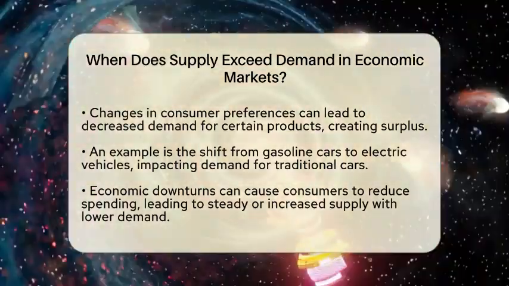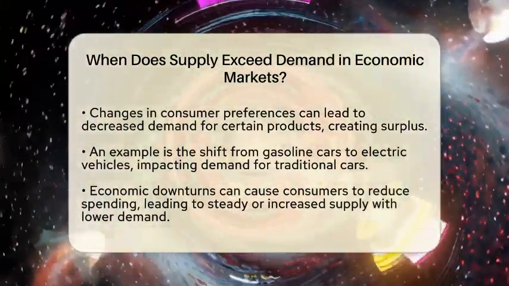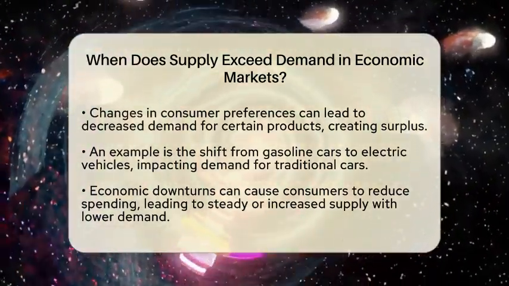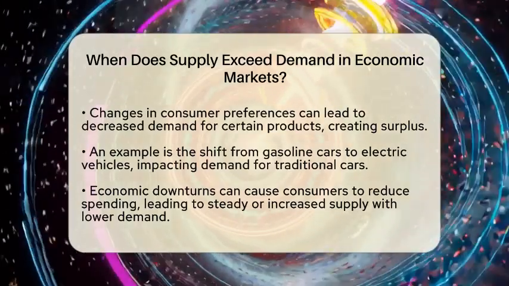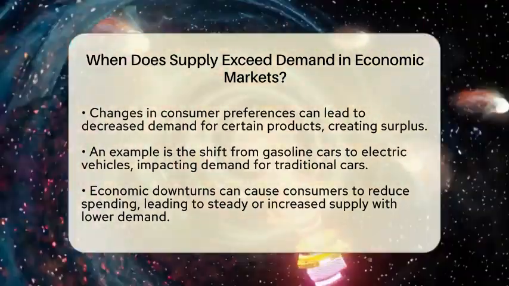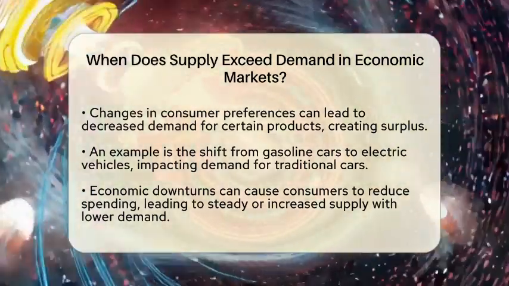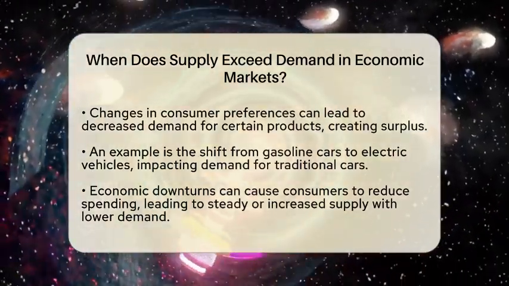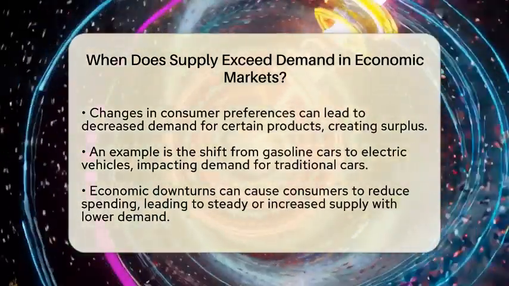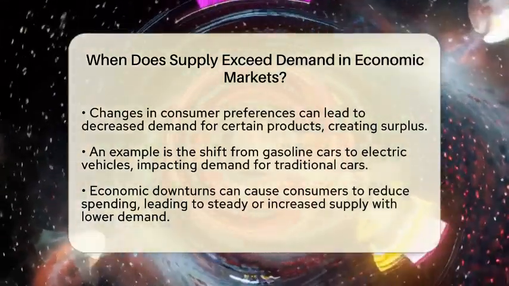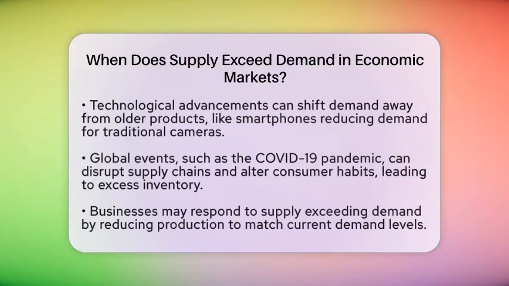Another factor is changes in consumer preferences. If people suddenly prefer electric cars over gasoline ones, demand for traditional vehicles drops, leading to an oversupply of those cars. Economic downturns also play a role. During tough economic times, consumers often cut back on spending. This can lead to a situation where supply remains steady or even increases, while demand drops significantly.